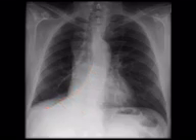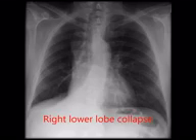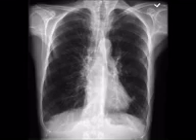Putting all this information together, the silhouette sign at the right hemidiaphragm suggests a right lower lobe problem. The asymmetry of the lungs and right-sided deviation of the trachea and mediastinal structures suggests a reduction in right lung volume. Add to this the area of opacification with absent lung markings, and you have a classic picture of a right lower lobe collapse. Now on to the next example.